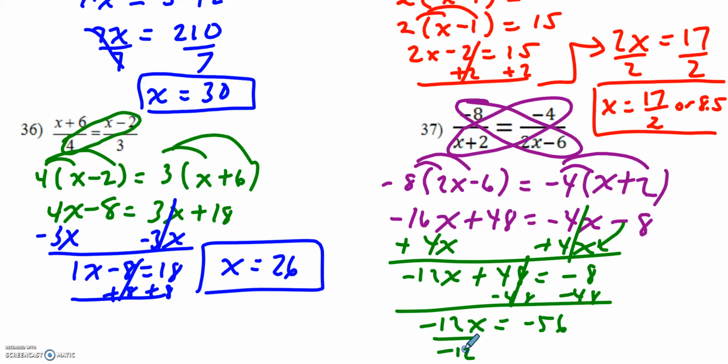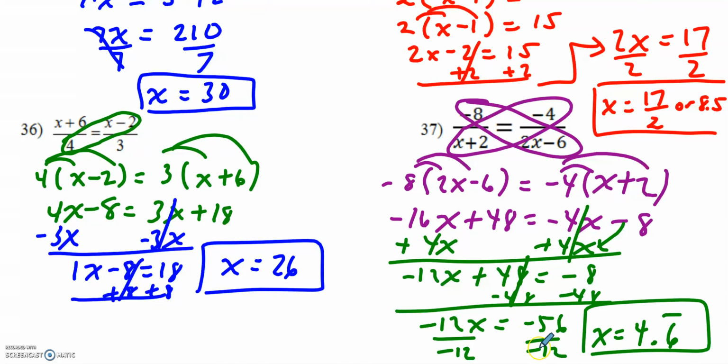If I divide by negative 12, my answer is not going to be that great. If I take 56 divided by 12 in the calculator, my answer would be 4.666667, which is the same as 4.6 repeating. And the answer is positive because it's negative divided by negative. So it is okay sometimes to not get a perfect answer, okay? So just be aware of that.